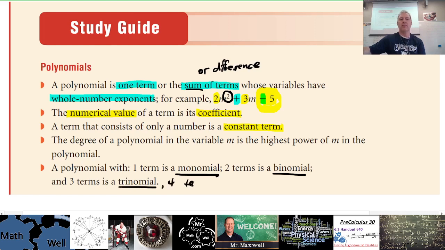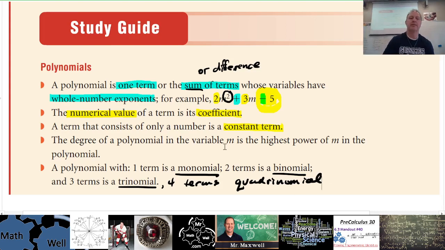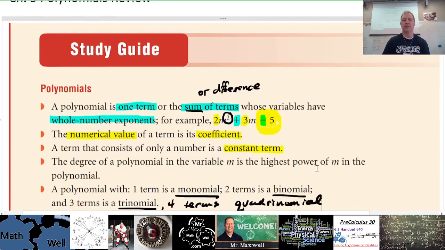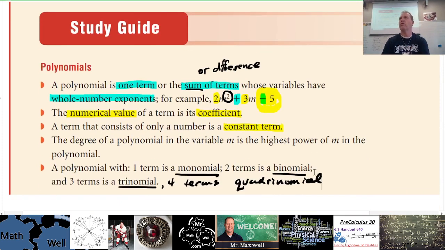we actually did talk about 4 terms this year, didn't we? Anybody remember the name for 4 terms? Yes, it is a quadrinomial. So quad for 4, quadrinomial. Yeah, that's a bit of a bonus. That might come up, but yeah, that's what 4 terms is. Okay. So understanding what a polynomial is, to name the polynomial, all that's pretty important.